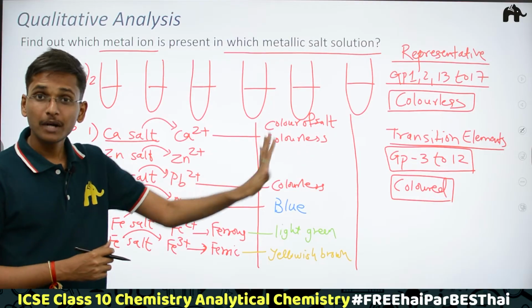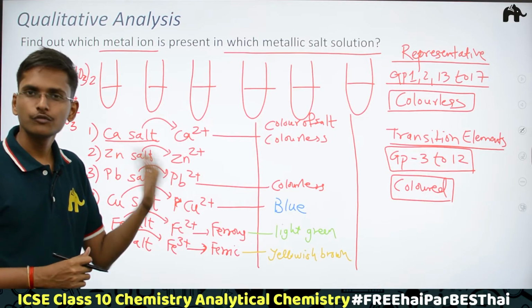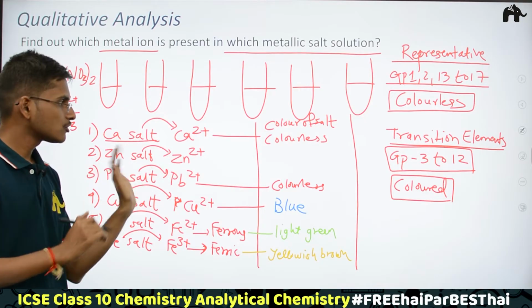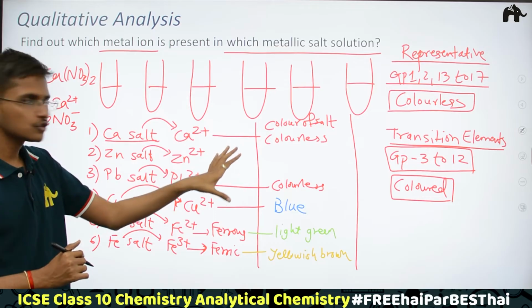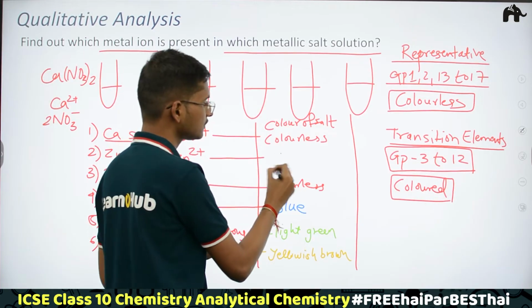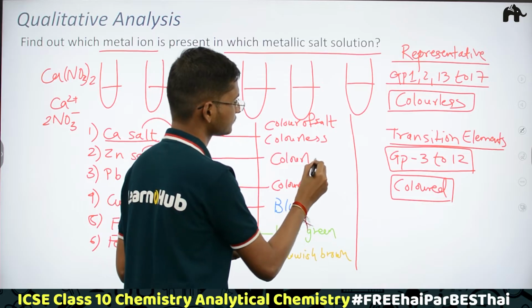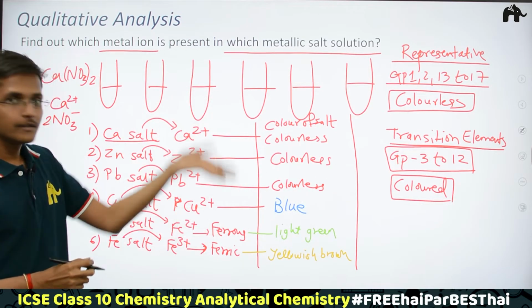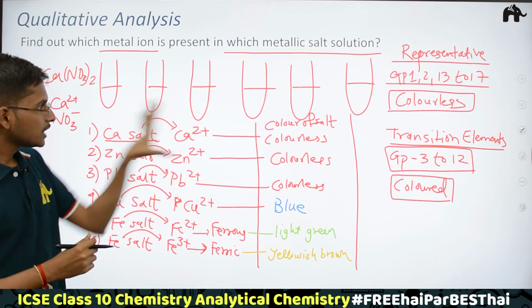Now coming back to zinc. You would find zinc in group 12, but it is not a transition element. You would study in your higher classes why it is not a transition element, no need to worry about that right now. Since it is not a transition element, the salt of zinc is not colored, it is a colorless salt. So now you have learned the colors of the salts.